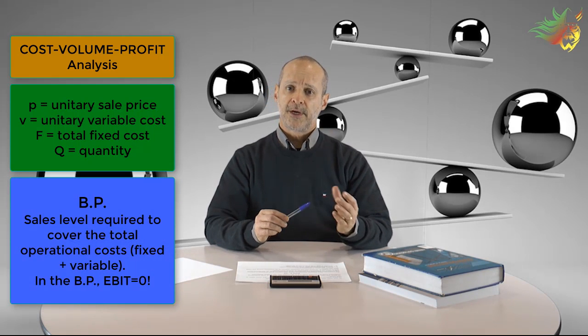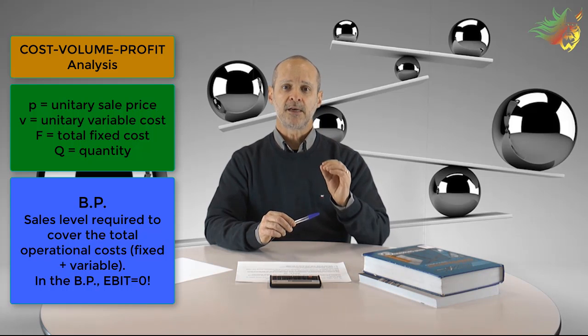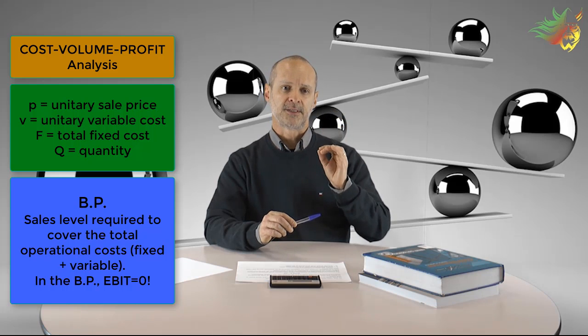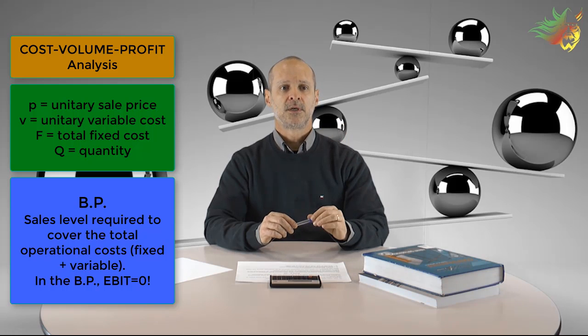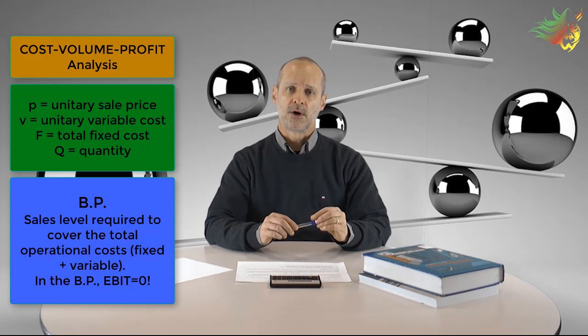Concept. The operational break-even point of an organization in units is the sales level required to cover the total operational cost of the company, that is, the sum of its fixed costs and total variable costs. In the break-even point, the earnings before interest and taxes, or EBIT, are equal to 0.